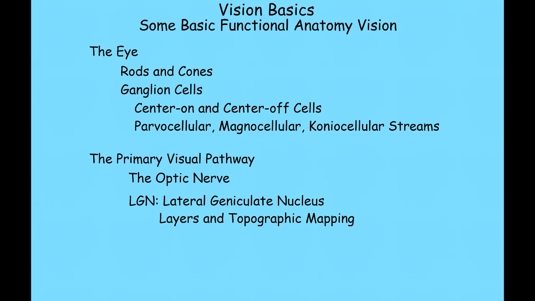And we'll note two important features about the lateral geniculate nucleus. One is that it has a layered structure, and each layer has its own specialized representational role, and all of these layers are topographically or retinotopically mapped. That is, places next to each other in the retina or in the visual field are also next to each other on these layers.